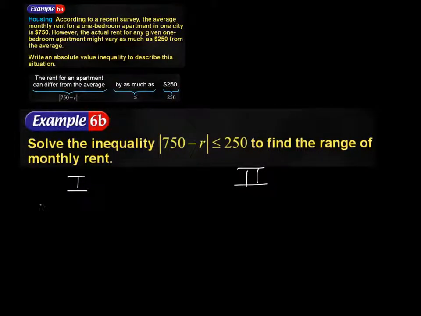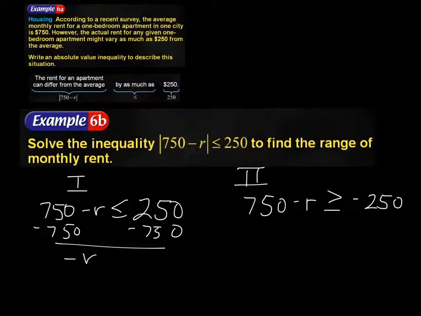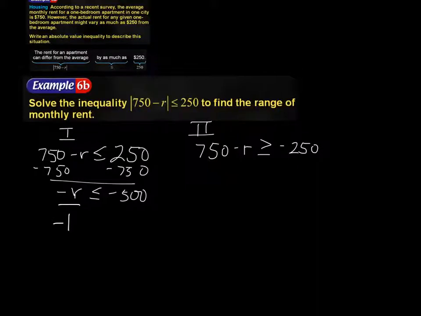So case 1, we're just dropping off the absolute value and copying it down. In case 2, we have 750 minus R. We're doing the opposite, so it's greater than or equal to -250. So we're going to subtract 750 from both sides. And we have -R is less than or equal to -500. When we divide both sides by -1, R is greater than or equal to 500.